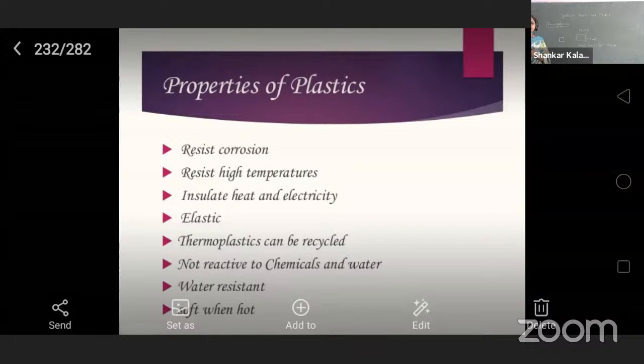So we have discussed that. Whenever you want to touch an electrical wire, if you want to repair it, we use plastic things for that. Why? Because the electric current will not pass through plastic things. And the plastics will be elastic, and thermoplastics can be recycled.